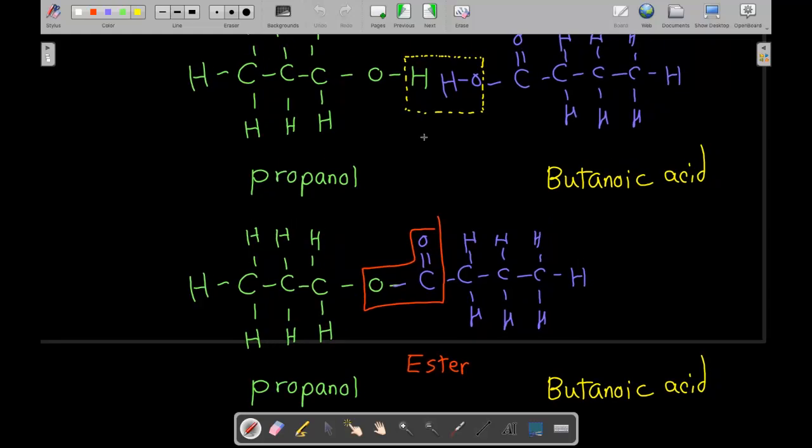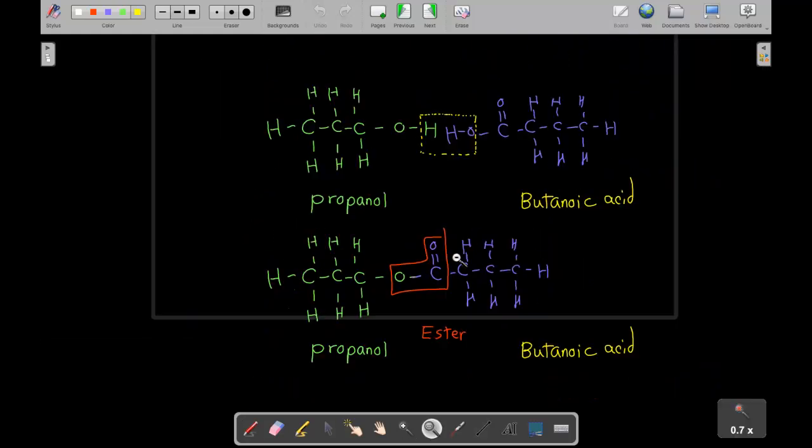So let's do some examples by joining the butanoic acid together with the propanol. Just do the same, draw them beside each other, and then remove the molecule of water to get your ester.